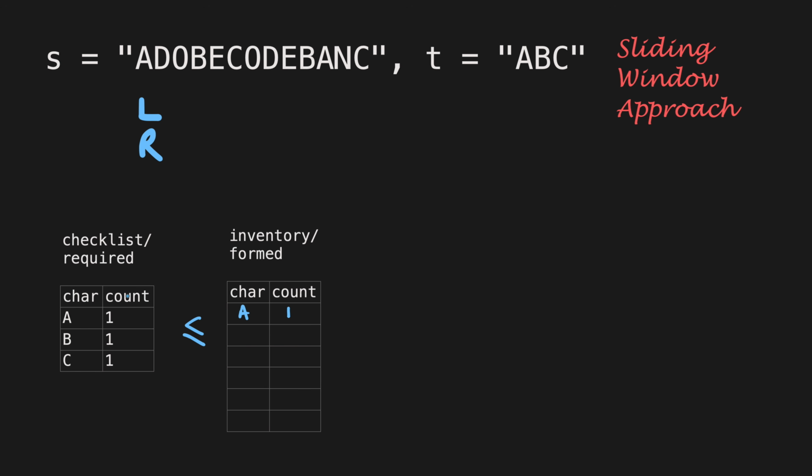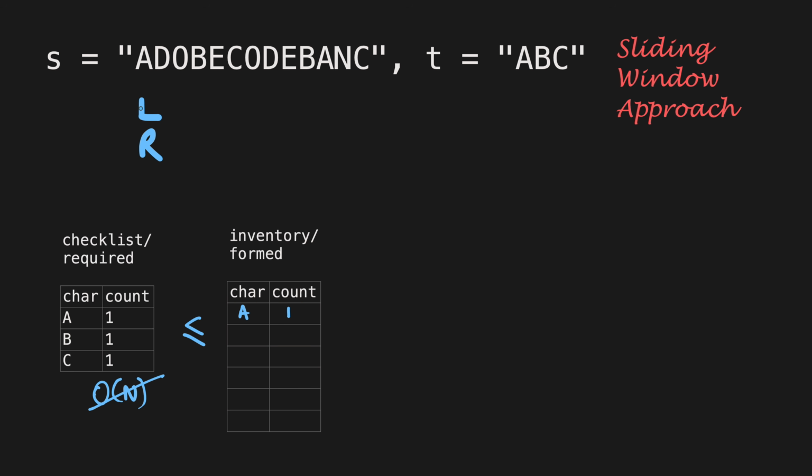But doing this repeatedly every time the window changes is inefficient, as we are looping through all the keys of the checklist map, which will result in a time complexity of O of n, where n is the number of unique characters in the string T. So let's find some shortcut. Since only character A is present in the window, only the frequency of character A should be checked, because all the other frequencies remain the same. So we don't need to check all the frequencies repeatedly.